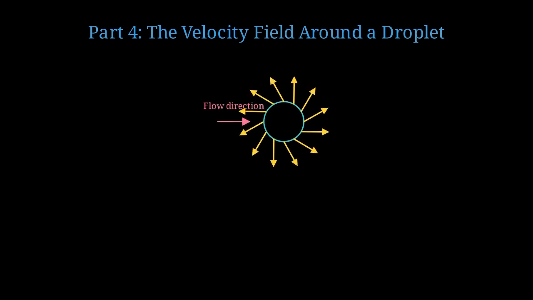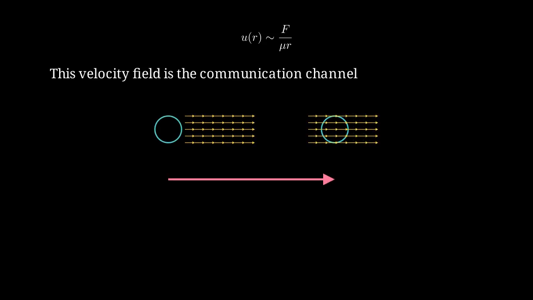Let's visualize the velocity field that a droplet creates in the continuous phase. The velocity field shows fluid being pushed aside by the droplet and circulating around it. This creates a dipolar flow pattern. The induced velocity at distance r scales as the force divided by viscosity times r. This velocity field is the communication channel between droplets. One droplet's motion alters the flow, which then affects the second droplet. The leading droplet modifies the flow field, which then affects how the trailing droplet moves. This is bidirectional communication through the fluid.